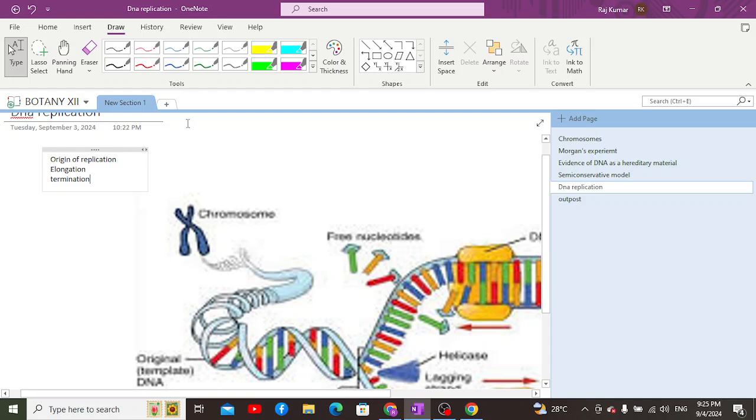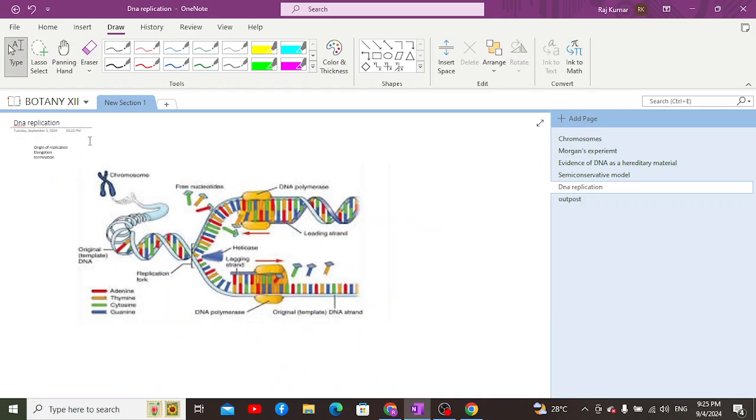Now when it comes to the replication of DNA, as previously mentioned, DNA replication is an autocatalytic process, which means the DNA itself catalyzes the replication of itself, due to which the DNA is able to replicate by its own. That is why we call this process an autocatalytic process.